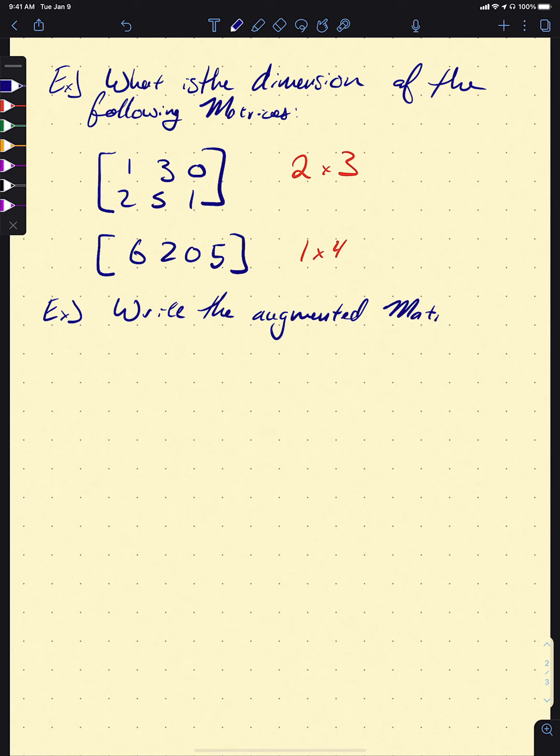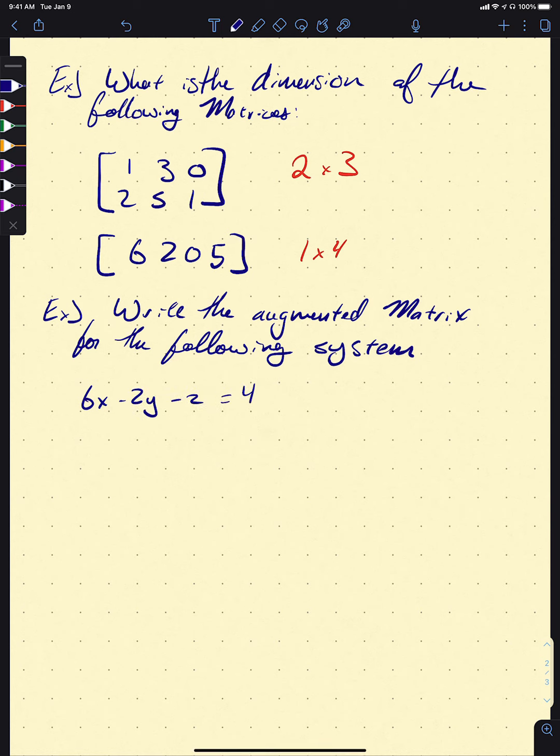And let's ask to write the augmented matrix for the following system, okay? And let's write our system down here. Let's say we have 6x minus 2y minus z equals 4, maybe x plus 3z equals 1, and then maybe 7y plus z equals 5. So we have this system, and we're interested in converting it into a matrix, okay?